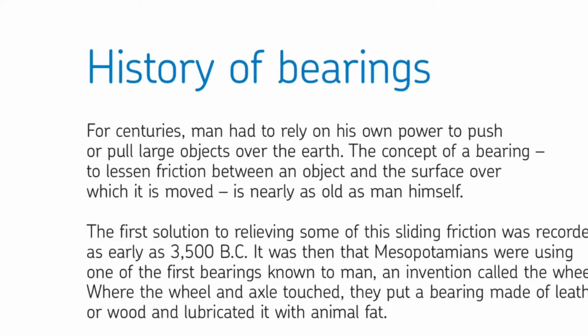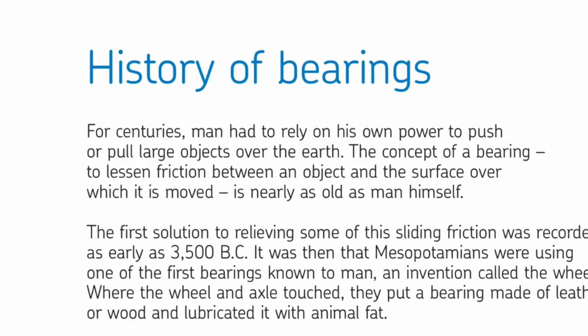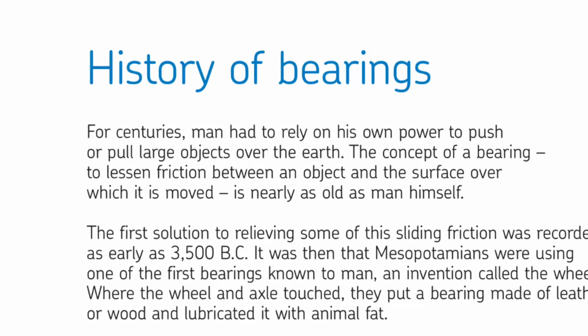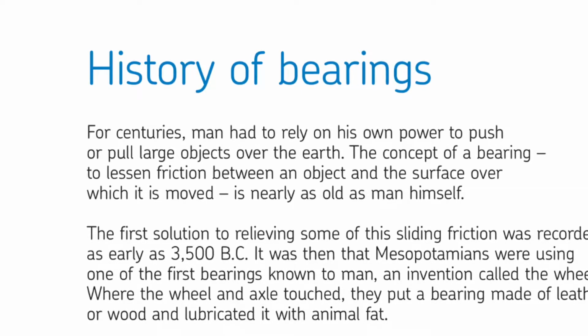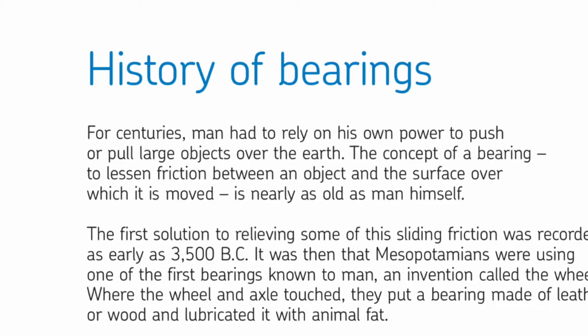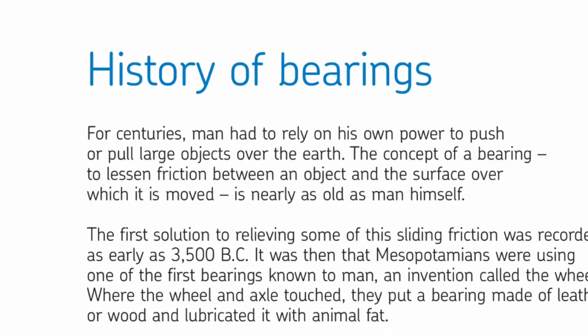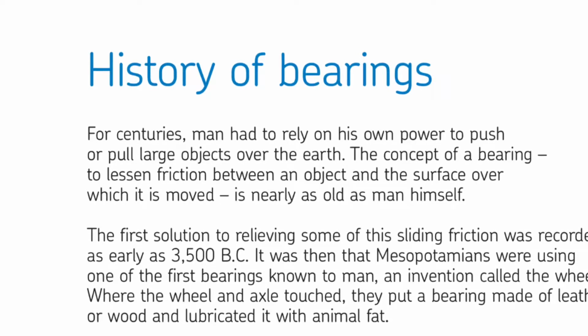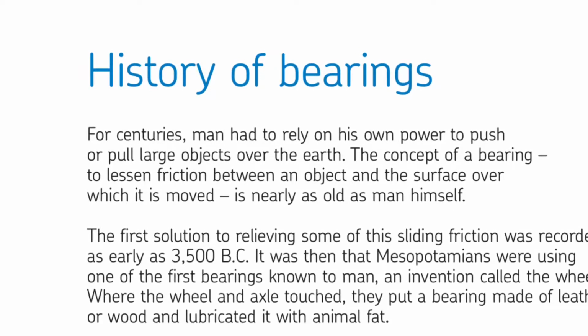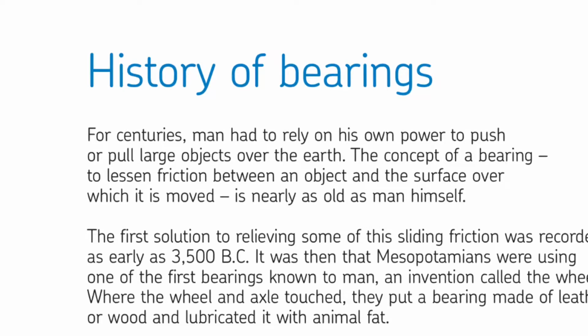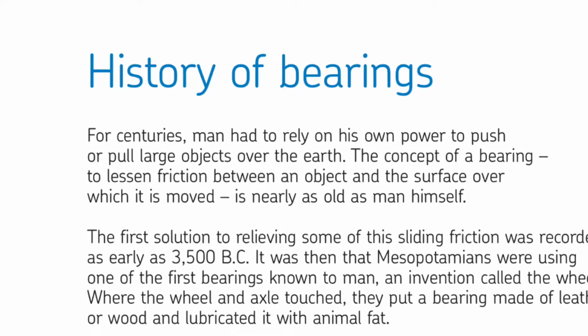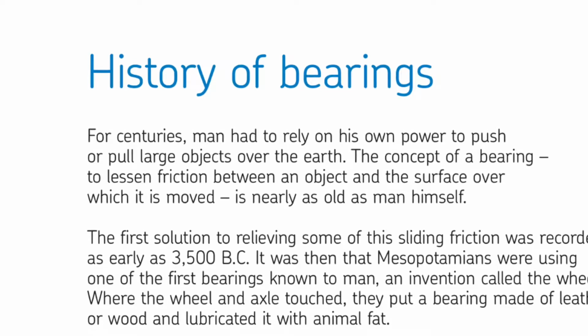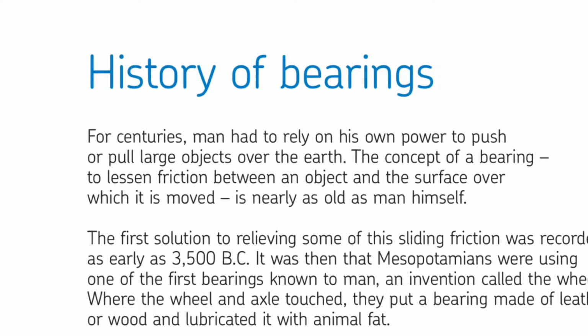It was then that Mesopotamians were using one of the first bearings known to man, an invention called the wheel, where the wheel and axle touched. They put a bearing made of leather or wood and lubricated it with animal fat. Ancient drawings from 1100 BC show the Assyrians and Babylonians moving huge rocks for their monuments and palaces with rollers, illustrating the basic bearing principle to lessen friction. But this was sliding, not rolling.